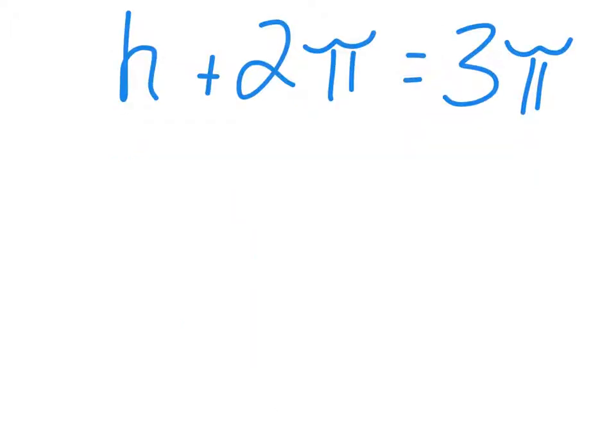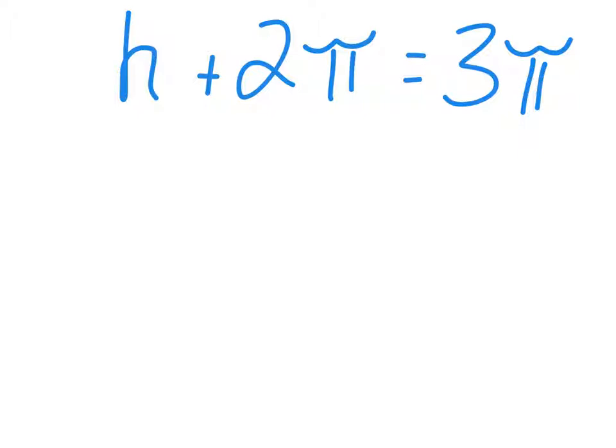Moving on to some with symbols here. Here we have h plus 2 pi equals 3 pi. This is example C under example 1. We're doing the same exact thing.